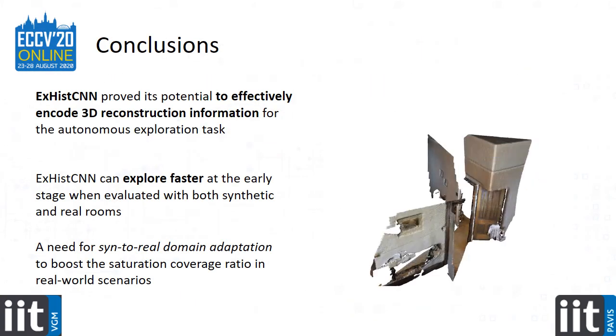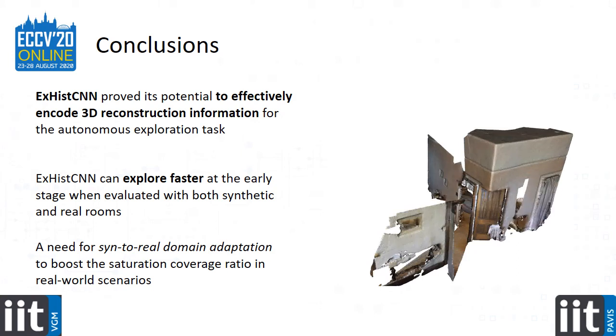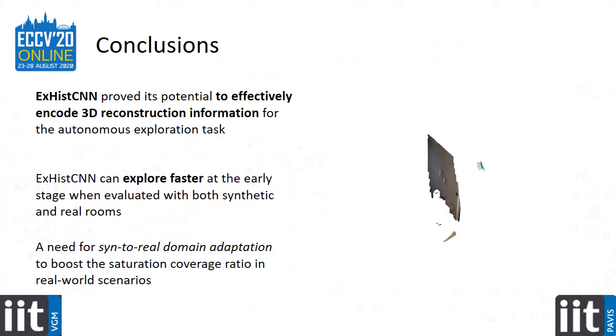In this work, we demonstrated the potential of our proposed ExHistCNN for encoding depth observation and 3D reconstruction history for the autonomous exploration task. ExHistCNN-based NBV methods are computationally efficient and able to explore the space faster in the early phase when evaluated with both synthetic and real rooms. While CNN2D and CNN5D are approaching the Oracle NBV performance with a synthetic dataset, we also observe a clear performance drop at saturation when evaluated in real room scans. This indicates the need to bridge the domain gap between synthetic and real-world rooms, which will be further investigated in our next work.